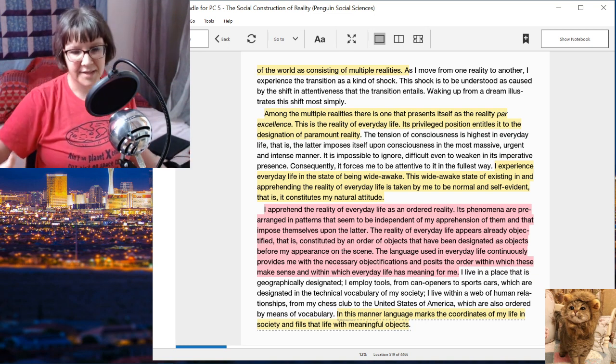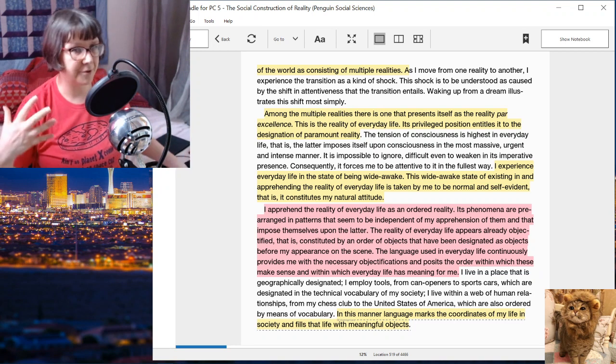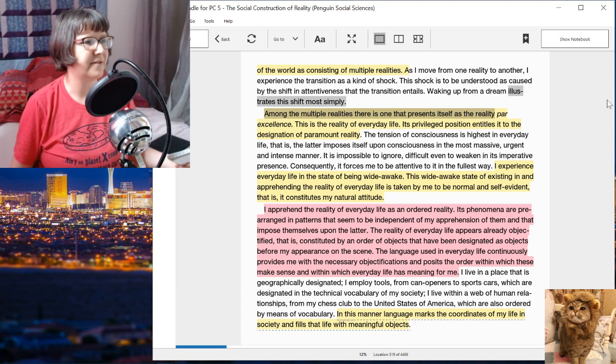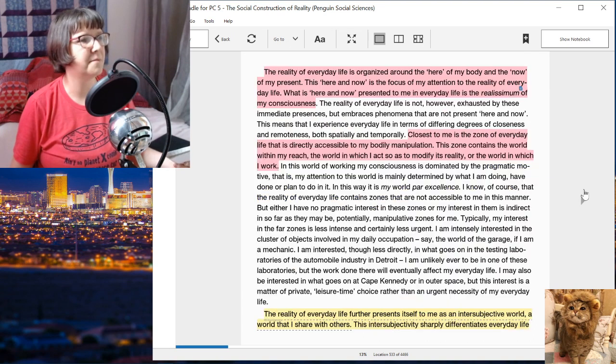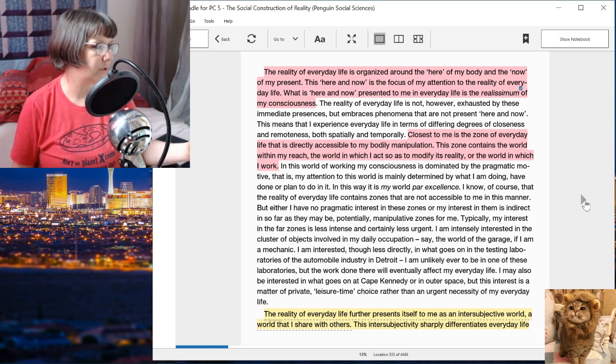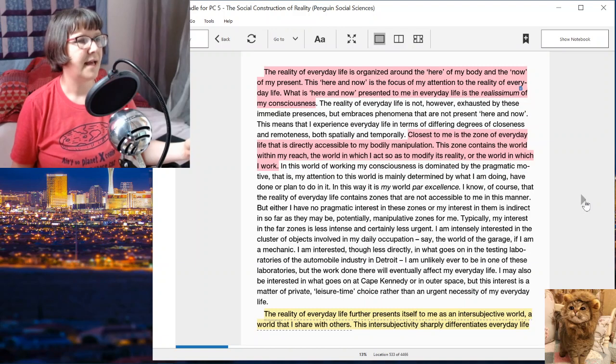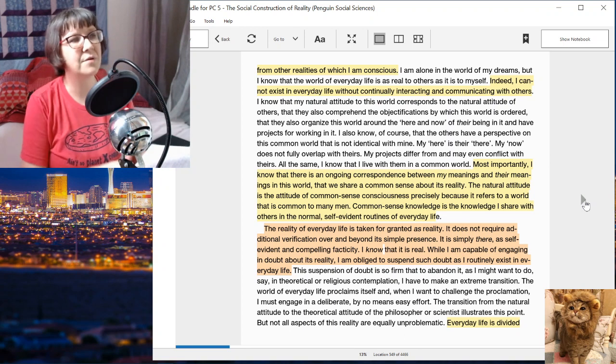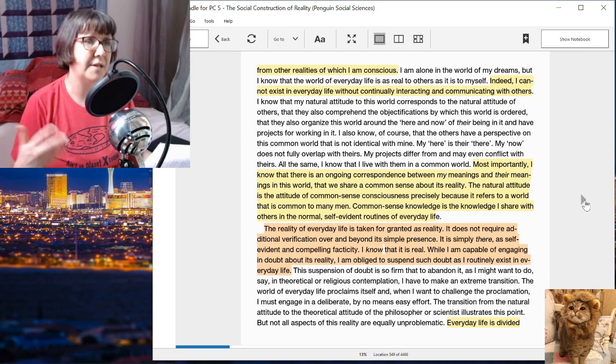Then when we understand that we have a material body and a perception in the here and now, we also have to acknowledge, I have to move the page forward here because I think I've skipped some bits. The reality of everyday life further presents itself to me as an intersubjective world, a world that I share with others. And this intersubjectivity sharply differentiates everyday life from the other realities that I am conscious of. In fact, I cannot exist in my everyday life without continually interacting and communicating with others.